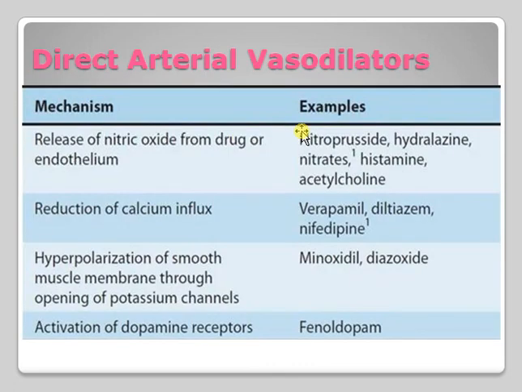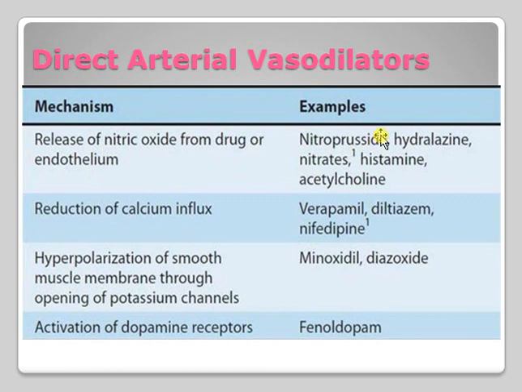Now the next category is direct acting vasodilator agents. Vasodilatory agents show their effect by different mechanisms. First is related to nitric oxide. Nitric oxide causes the activation of guanylyl cyclase, which is utilized for conversion of GTP to cyclic GMP, and it causes relaxation. That's why if there is release of nitric oxide, then it produces relaxation.